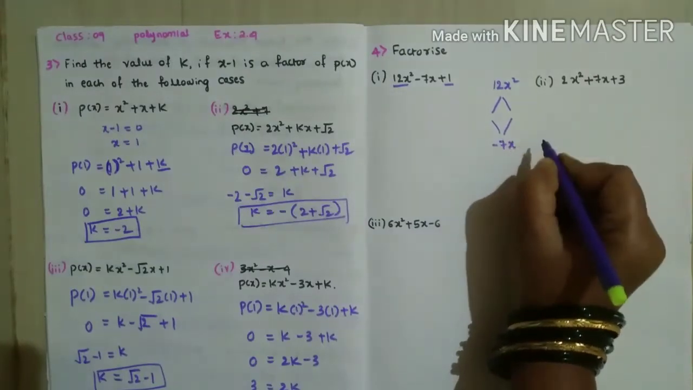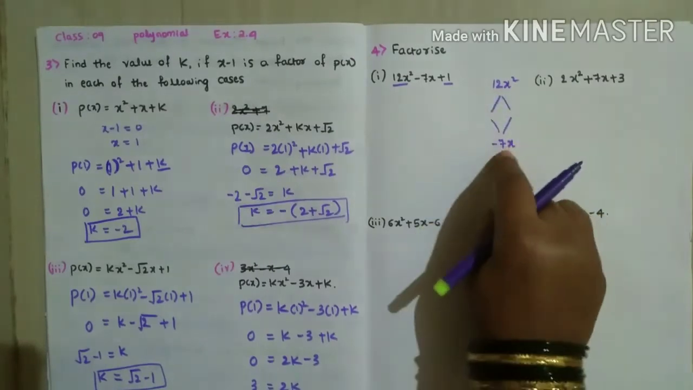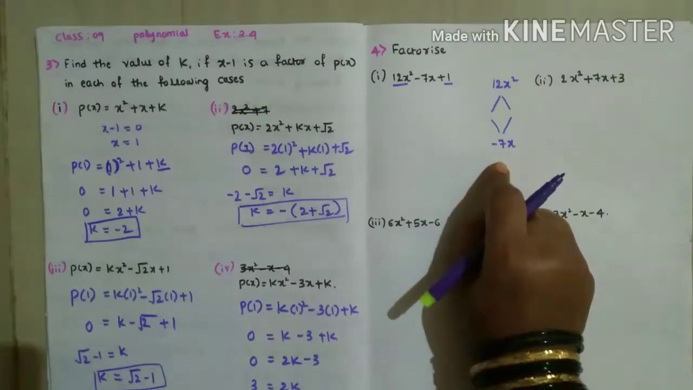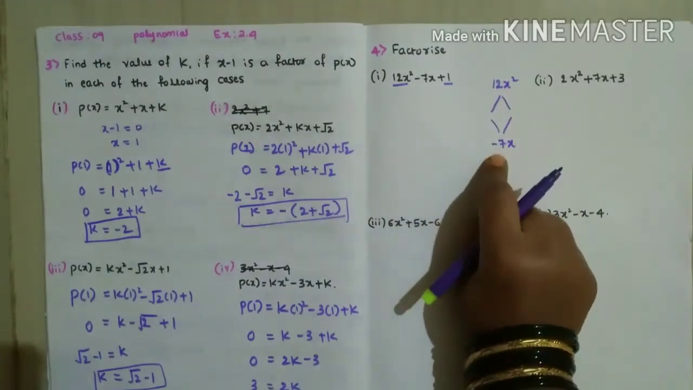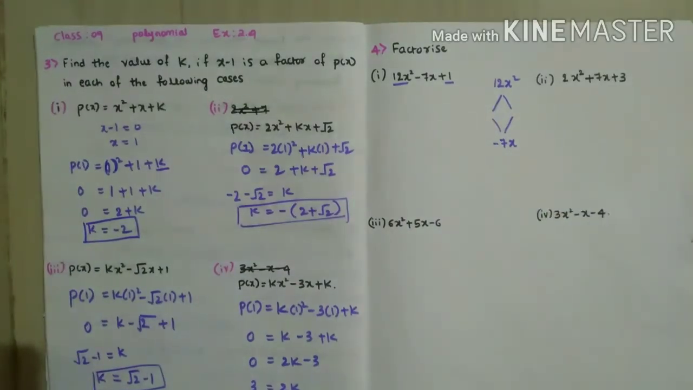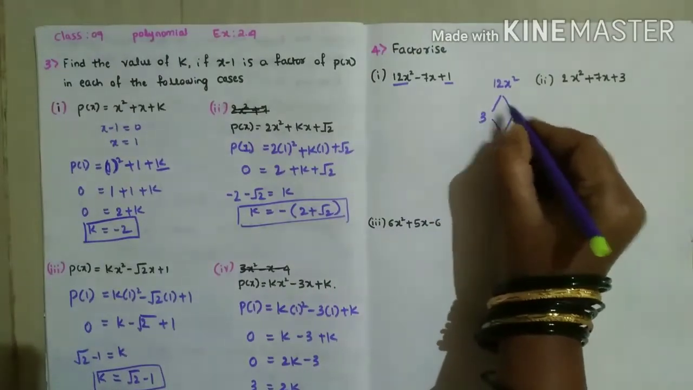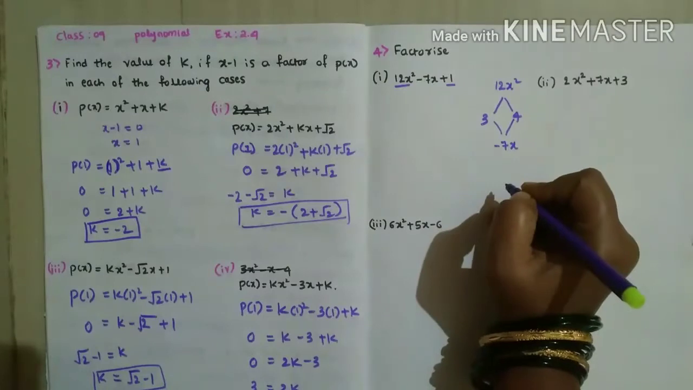Minus 7x. Now we need two numbers which, if you multiply, give 12x square, and if you add or subtract, give minus 7x. Which are the two numbers you have to think of? If you multiply, 12x square; if you add or subtract, 7x. Which are the two numbers? 3 and 4, correct? 3 into 4 is 12, 3 plus 4 is 7.